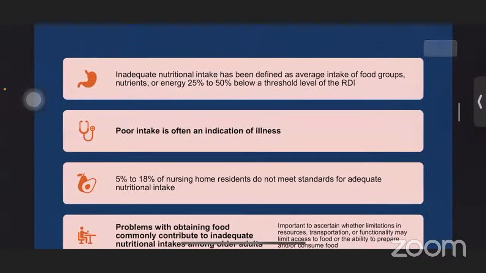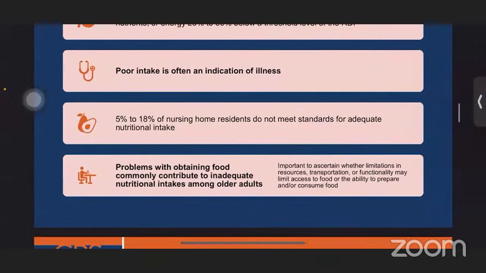And nutritional intake. Inadequate nutritional intake has been identified as average intake of food groups, nutrients, or energy 25 to 50% below a threshold of daily required nutrients. And poor intake is often an indication of illness. 5% to 18% of nursing home residents do not meet standards for adequate nutritional intake. Problems with obtaining food commonly contribute to inadequate nutritional intake among older adults, and it is important to ascertain whether limitations in resources, transportation or functionality may limit access to food or the ability to prepare or consume food.